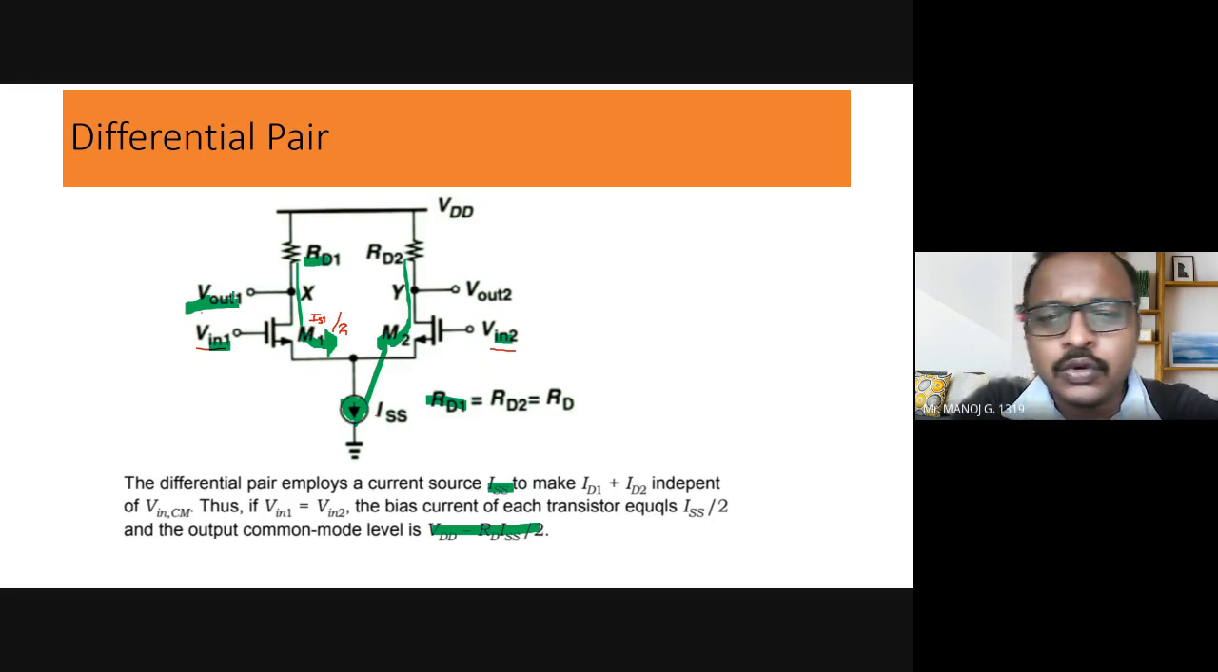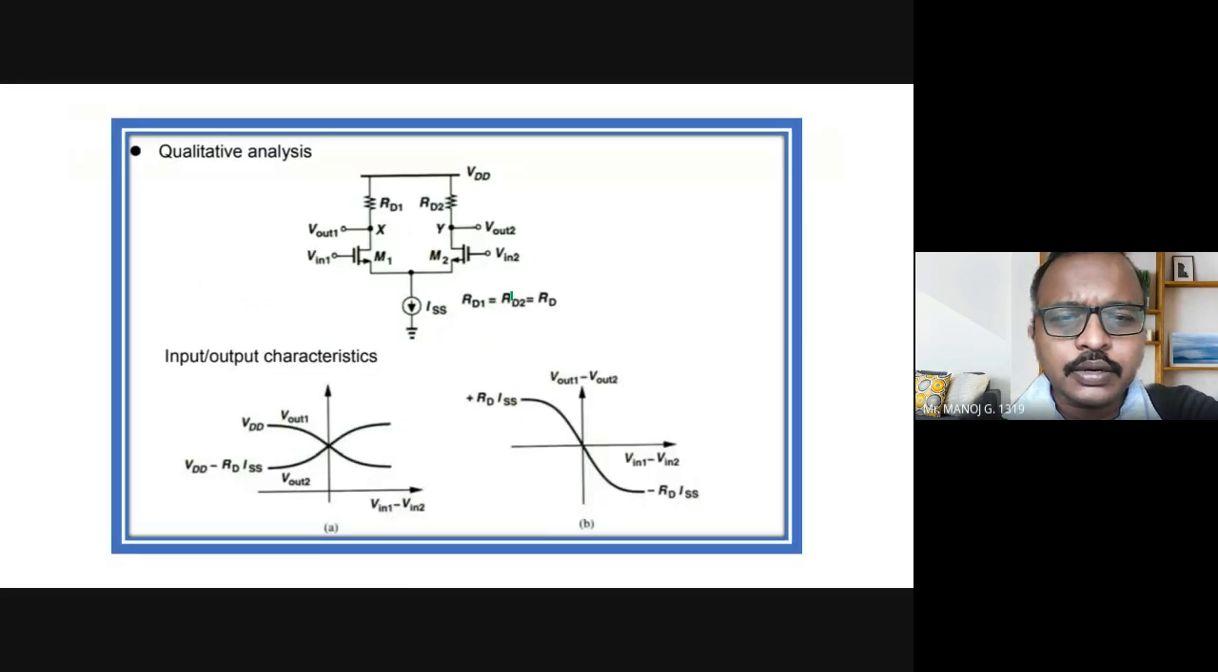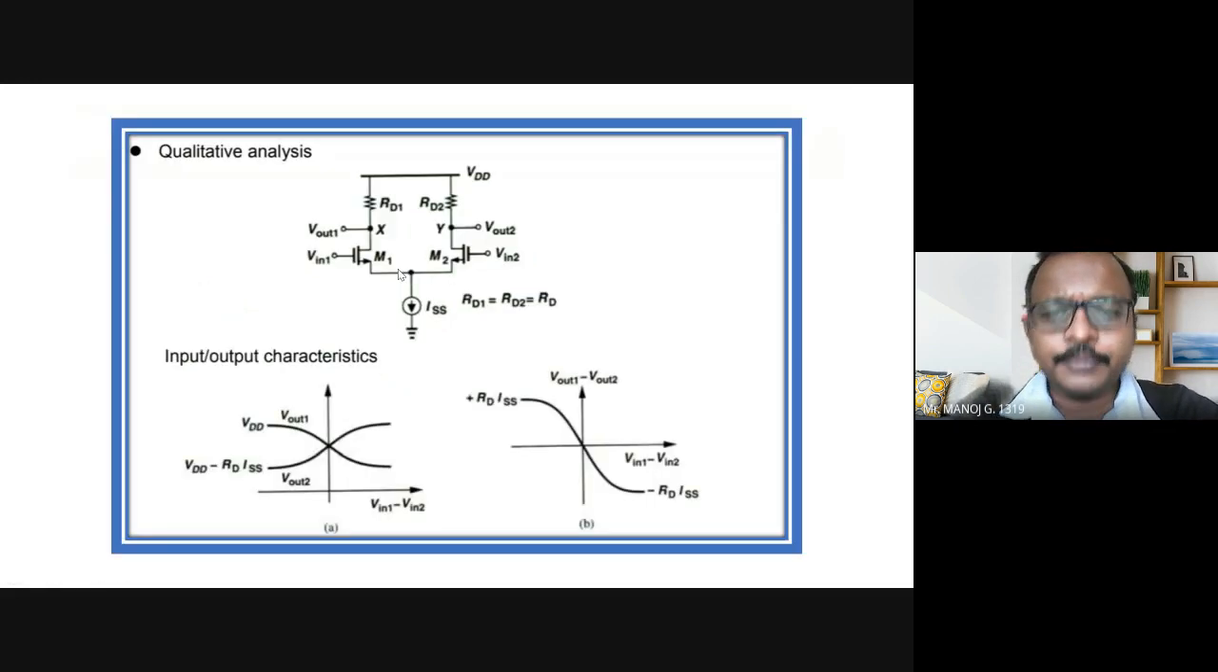So all of you know how to write this. Similarly for Vout2 also you can write. So this is the simple differential pair. If you want, you can note it down. I don't think I'll be able to share this. I think we don't have much time, so I'll move ahead to the next portion.